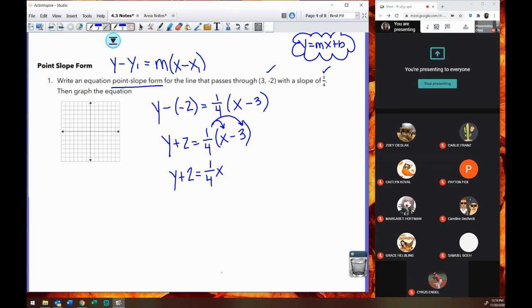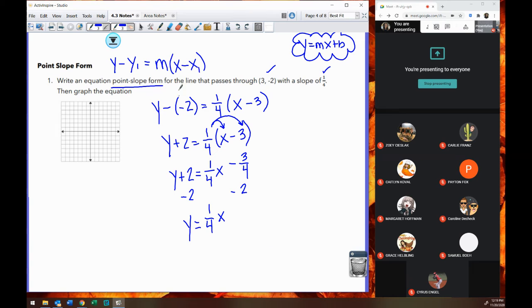What's 1/4 times -3? -3/4. So we would have -3/4. Slope-intercept form, my y is by itself. So what do I have left to do here to get y by itself? Subtract 2. So we have y is equal to 1/4 x. What's negative 3/4 minus 2? Negative 1 and 1/4? No, negative 1 and 3/4.